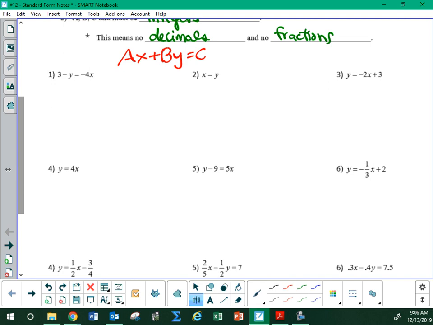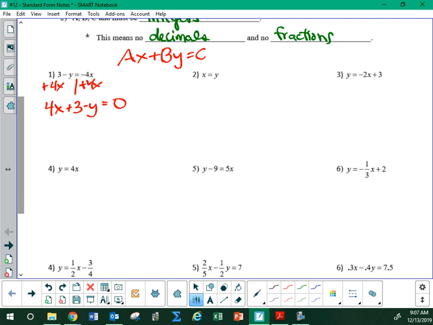Thank you. Okay. So notice my 3 came first. I want my x first. So here's my equal sign. How do I move my x to the other side? It's a negative 4x. So you add 4. So we're going to add 4x to both sides. All right, so I have positive 4x. And then I have plus 3 minus y equals 3.